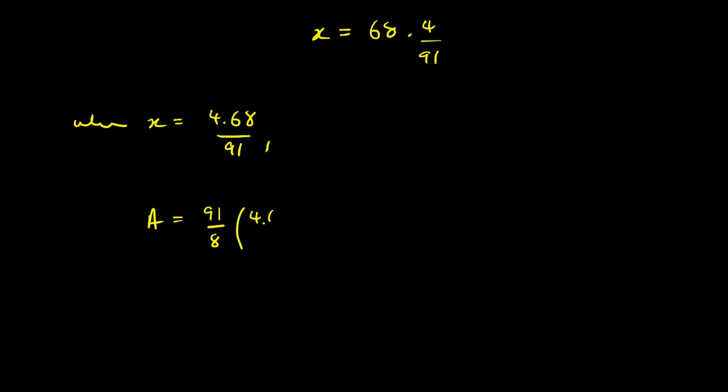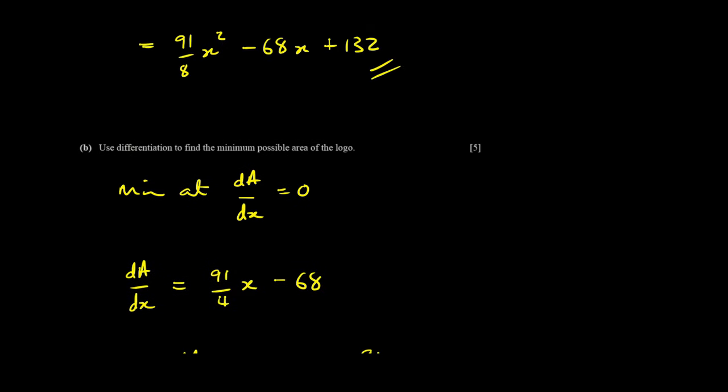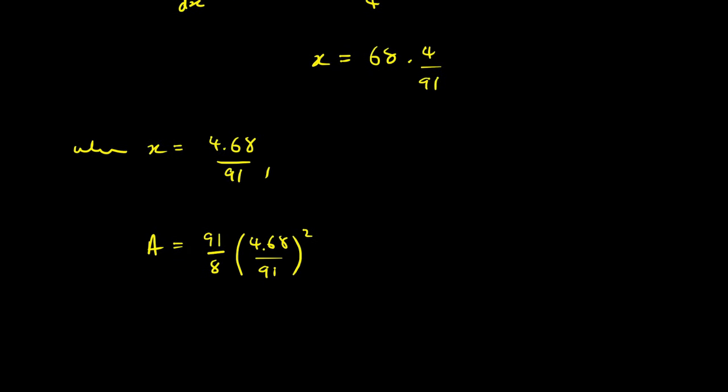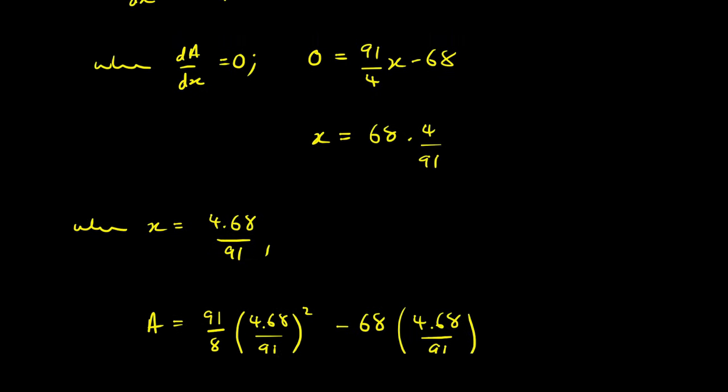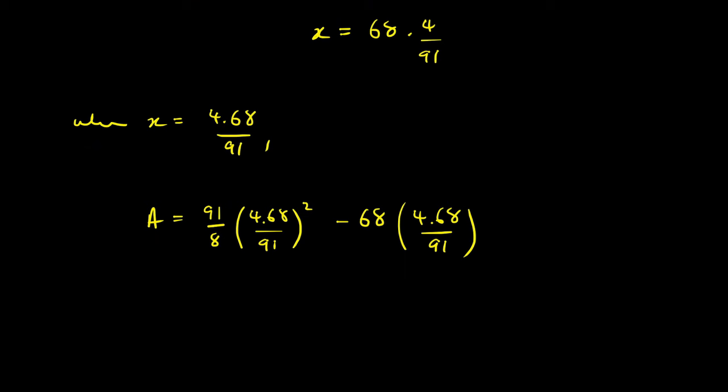So 4 times by 68 upon 91 all squared. Then minus 68x. So minus 68 times 4 times by 68 upon 91. And then plus 132. Okay, now hang on.